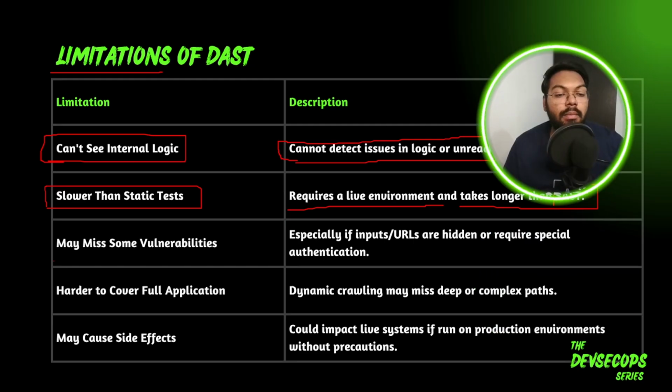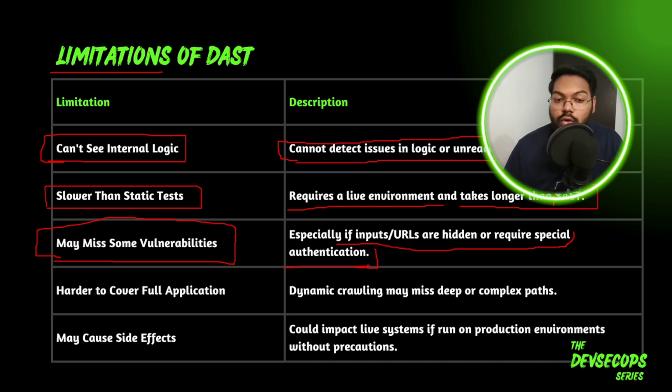Okay, now you may miss some vulnerabilities as a part of DAST, especially if input URLs are hidden or require special authentication. Somehow, we can add some authentication methods as well. But if there is something else which requires ongoing captcha or anything else, then it would miss those vulnerability checks. So that is one drawback of using DAST tools.